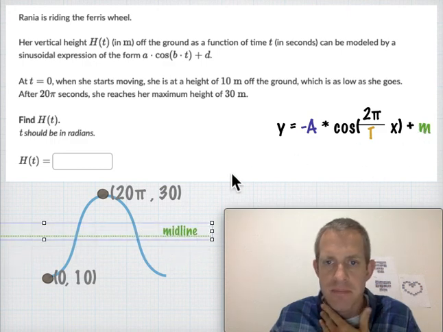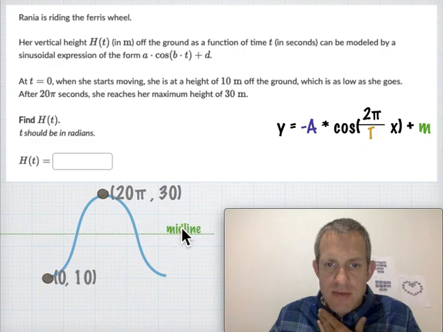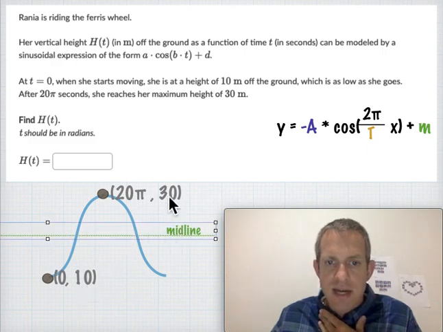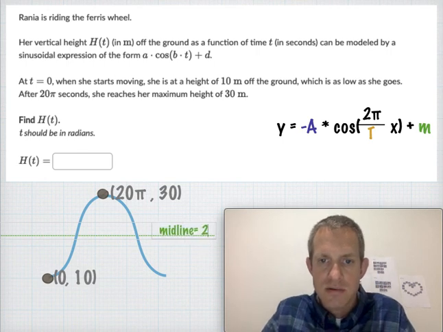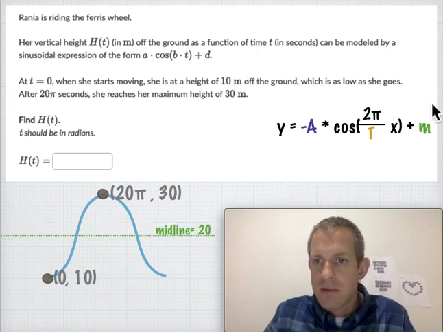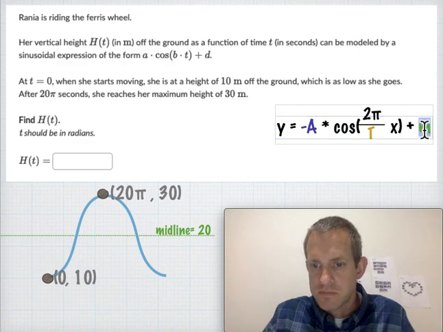That's m. And so the midline is going to be the height that's exactly halfway in between these heights. Thankfully, they're kind of nice numbers. So 10 and 30, halfway in between them is 20. And so the midline here is 20. And I can fill that part of our equation in.